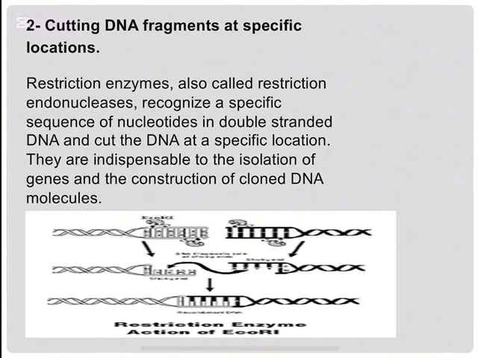The second step here is cutting DNA fragment at specific location. Restriction enzymes, also called restriction endonucleases, recognize a specific sequence of nucleotides in double-stranded DNA and cut the DNA at a specific location. They are indispensable to the isolation of genes and the construction of cloned DNA molecules.